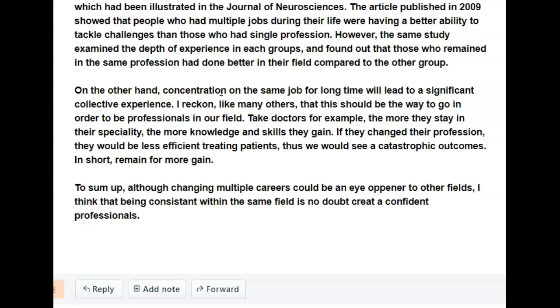Okay, maybe that's a better word. Well, why don't we try it? On the other hand, dedication to the same job for a long time will lead to significant collective experience. I reckon, like many others, you know what? Let's avoid "I reckon." I think I saw you write it somewhere else. Let's get rid of it. It feels, first of all, really old-fashioned. It feels rather informal. So why don't we try to write the sentence without it?